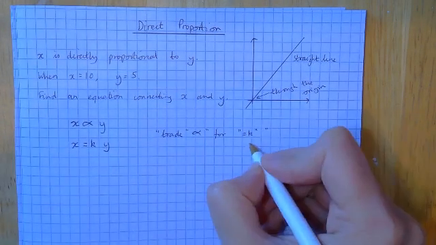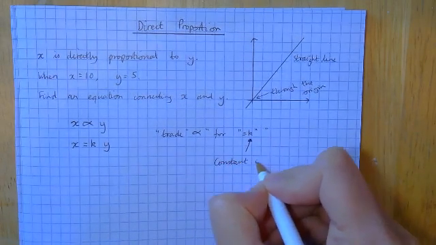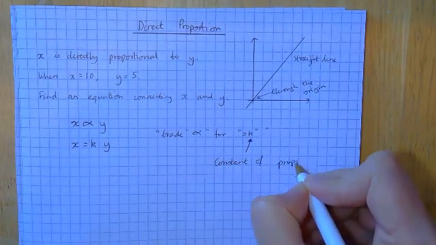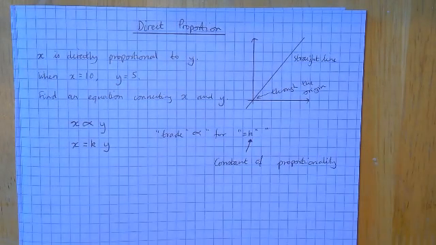So x, fishy, y. Now this k has a name. This k is called the constant of proportionality. You don't have to say it like that. It's called the constant of proportionality. Okay, so we always use k.